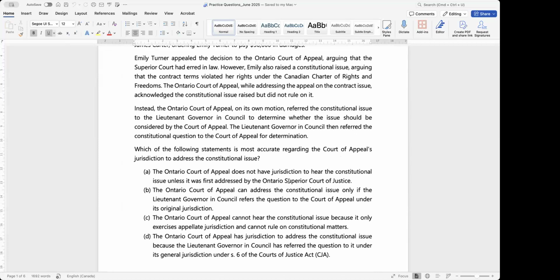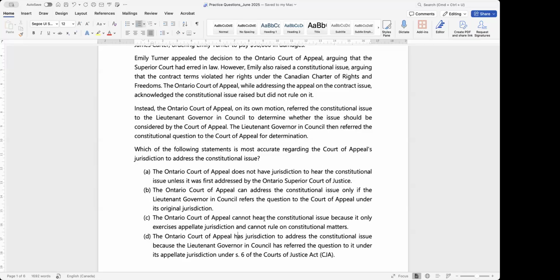Instead, the Ontario Court of Appeal, on its own motion, referred the constitutional issue to the Lieutenant Governor in Council to determine whether the issue should be considered by the Court of Appeal. The Lieutenant Governor in Council then referred the constitutional question to the Court of Appeal for determination. Which of the following statements is most accurate regarding the Court of Appeal's jurisdiction to address the constitutional issue?